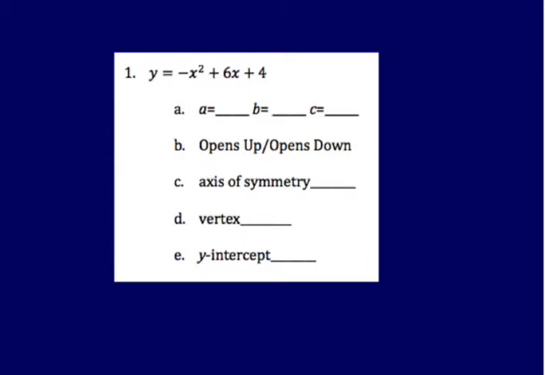Taking a look, you did this yesterday. You calculated your a, b, and c. For this one, your a is -1, your b is 6, and your c is 4. In order to determine if it opens up or down, you need to look at the a. The a is negative, so that means it's going to open down.